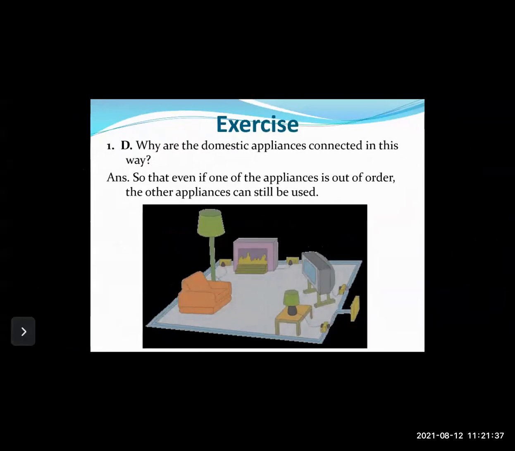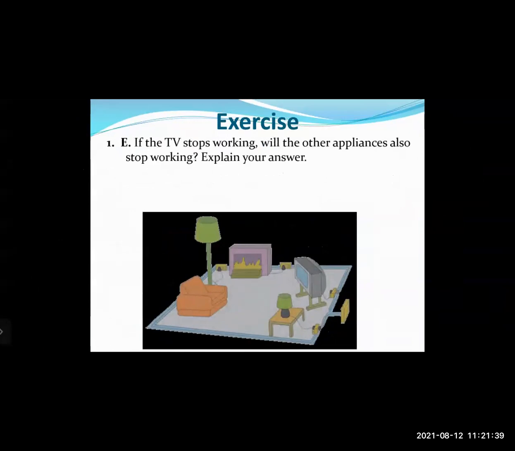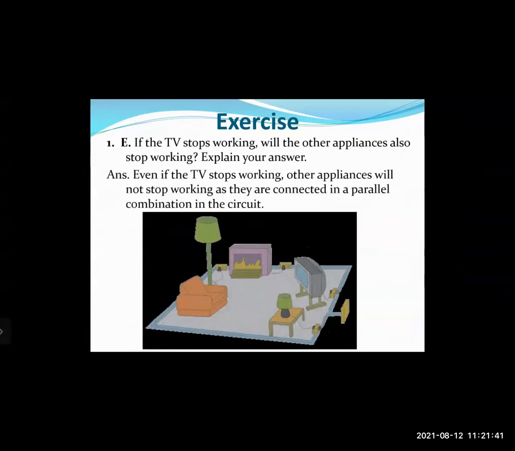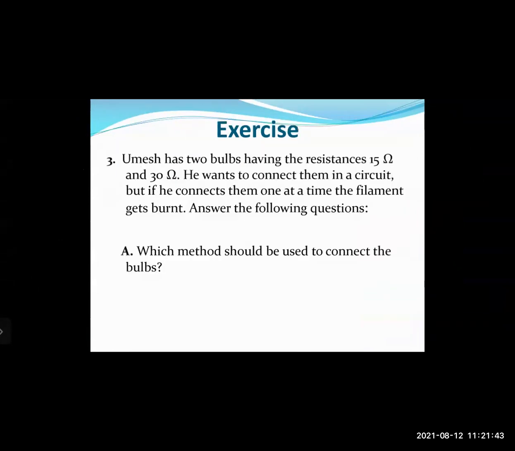This is a characteristic of parallel combination, right? So even if the TV stops working, other appliances will not stop working as they are connected in a parallel combination, right? Then we have Umesh, who has two bulbs having resistances 15 and 30 ohms. He wants to connect them in a circuit, right? Which method should he use? He should connect the bulbs in a parallel combination.